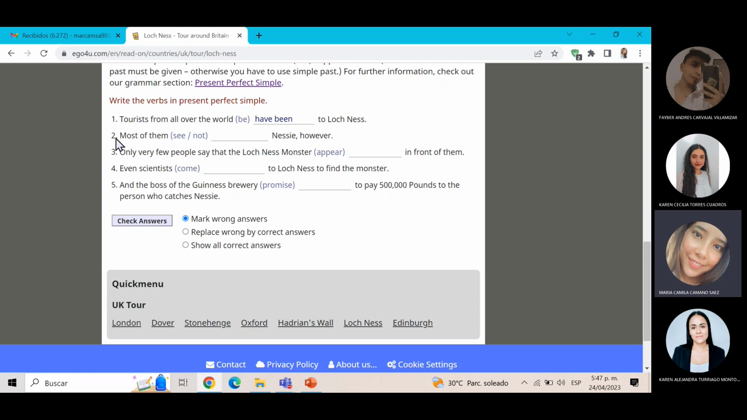Okay. The second one, most of them. This is a negative sentence. Who wants to say this? Haven't. Yeah, but we are going to write two complete words. Okay, have not, you said haven't, it is the same. And what is the past participle form of see?